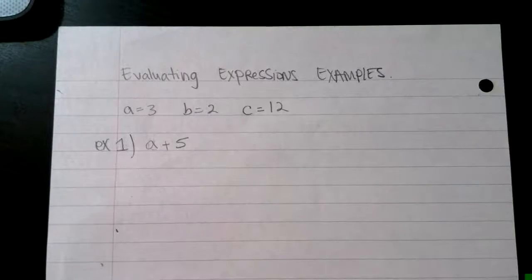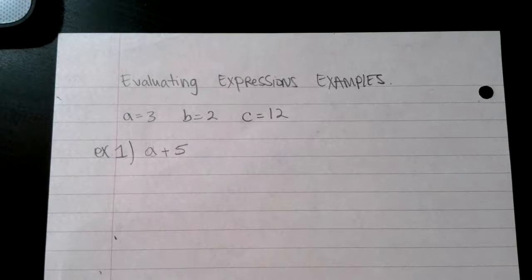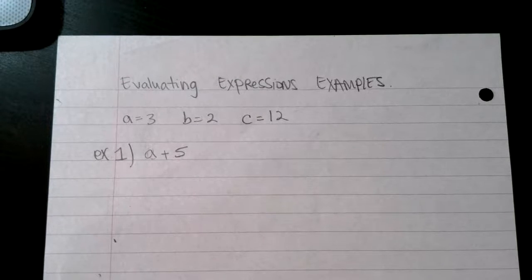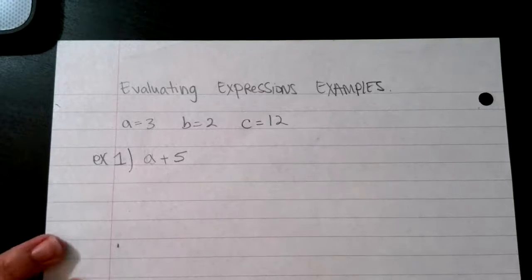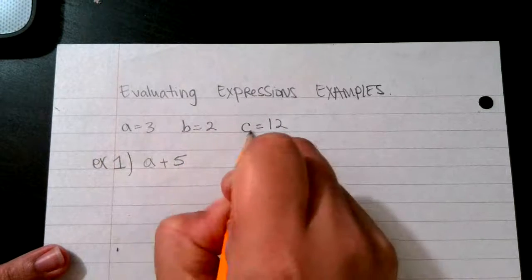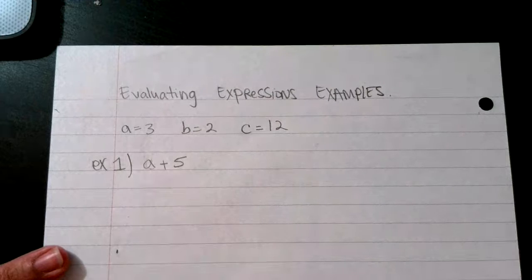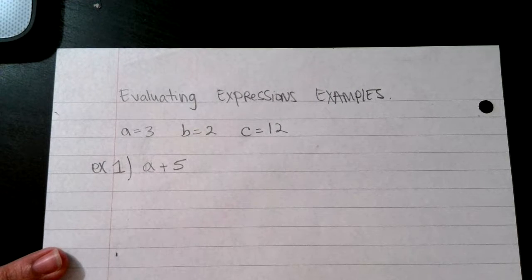Alright, good morning. This is a video for explaining evaluating expressions. Here are some examples since we're going to be working on that on IXL. So, if A equals 3 and B equals 2 and C equals 12, I'm going to be asking you to evaluate expressions. So example 1 is A plus 5.